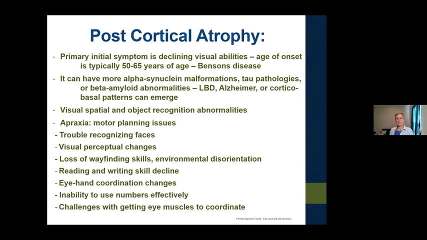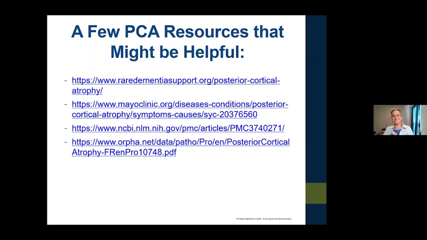Reading and writing skills might really significantly decline. My eye-hand coordination might change. It may feel really awkward. I'm having trouble using numbers. I used to be really good at numbers, and now I'm having trouble, like, how many is that? And how do I manipulate these numbers depending on my basic skill set? And I have trouble sometimes getting my eye muscles to cooperate and coordinate with me. And people often describe eye fatigue or problems with my eyes, just rubbing the eyes, feeling really frustrated about using your eyes. So here are some resources.